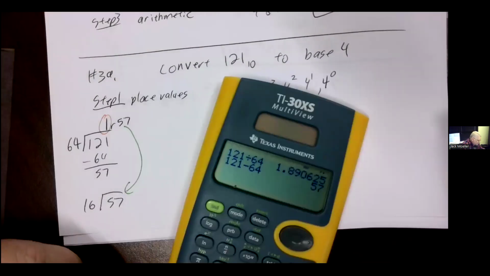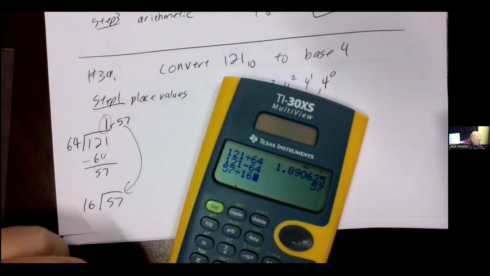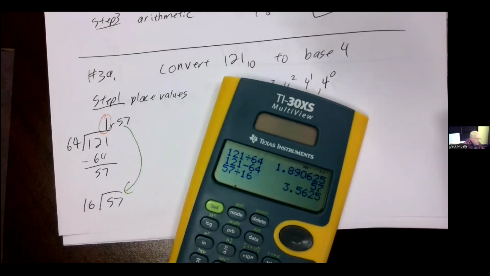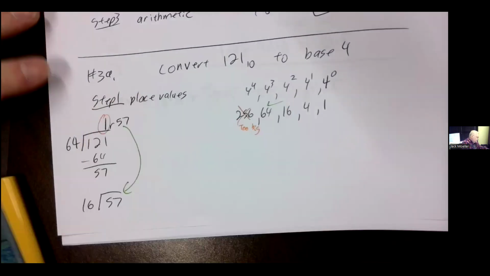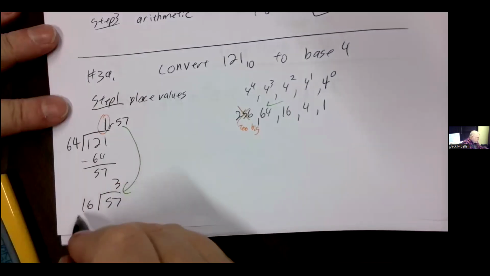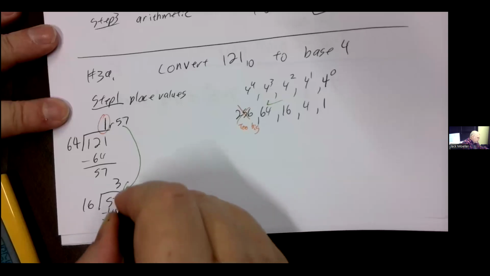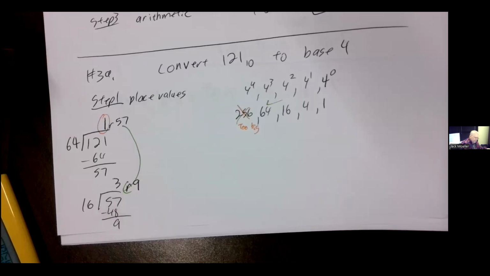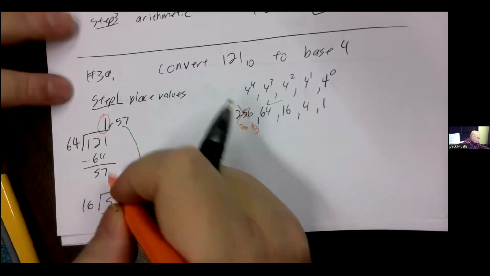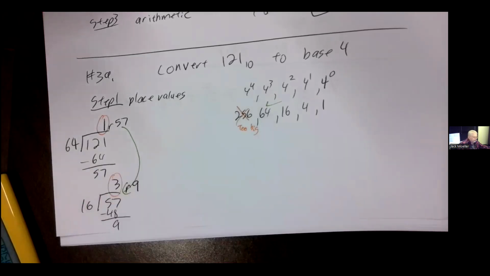So how many times does 16 go into 57? It'll go in 3 times plus some, so it'll be 3. 3 times 16 is 48, so that's a remainder of 9. Circle that 3. You're going to need it later.